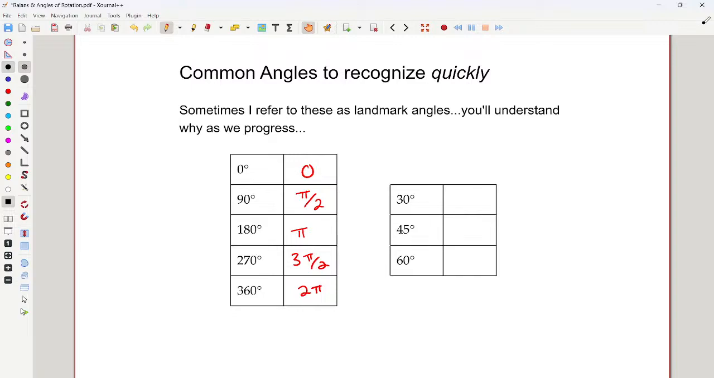30 degrees. How can I get 30 from anything here? I could take 180 and divide it by what? 6. 6 goes into 18 3 times, so 6 goes into 180 30 times. So divide by 6, pi over 6. But we don't want to always be coming up with this. We want to eventually say 30 degrees is pi over 6.